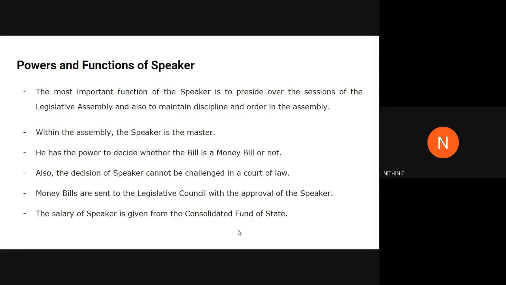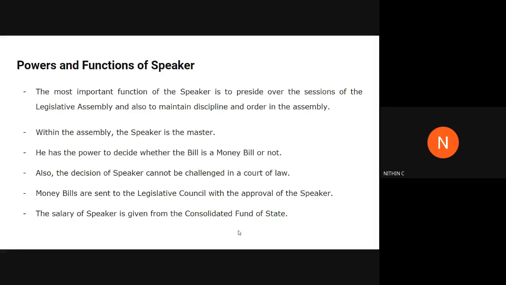One thing is that the decision of speaker is supreme. I mean, as far as the legislative assembly is concerned, his decision is final. That is, we cannot question that even in the court. The decision of speaker in the legislative assembly is final. And the second is that regarding his salary, his salary is being provided from the consolidated fund of the state.